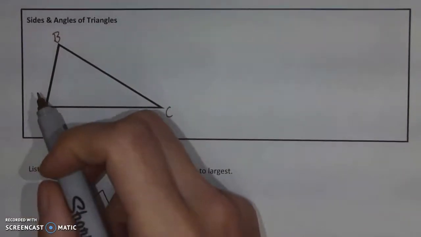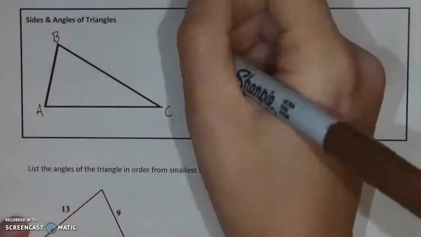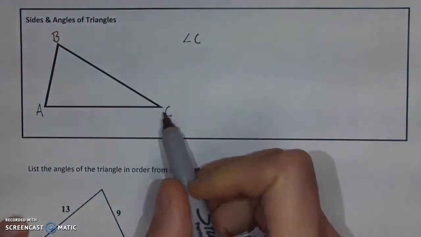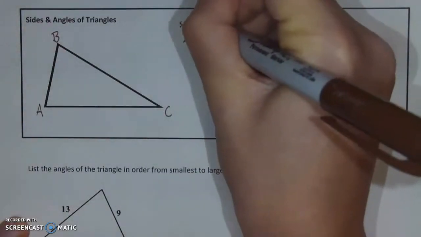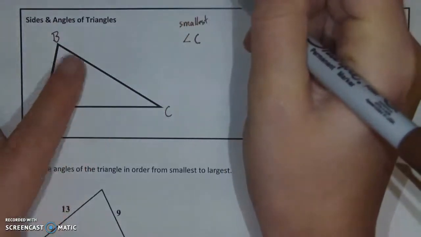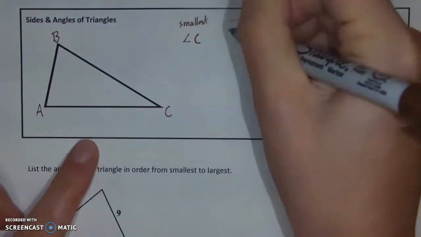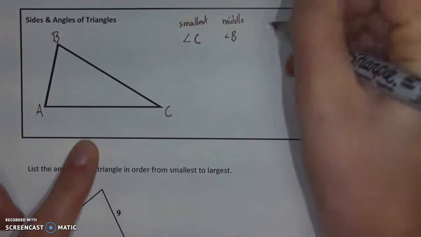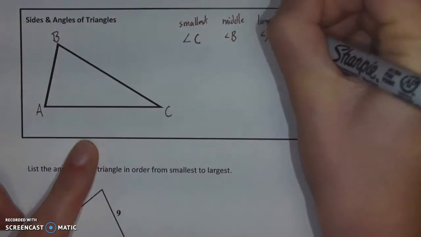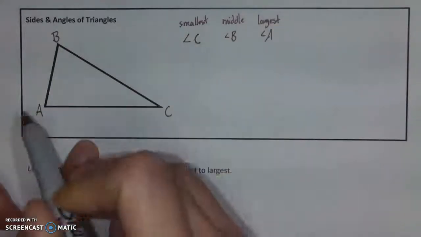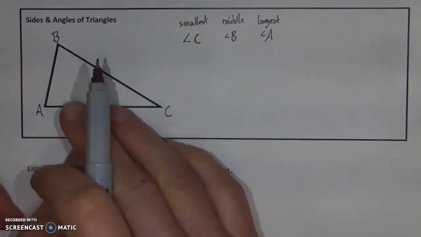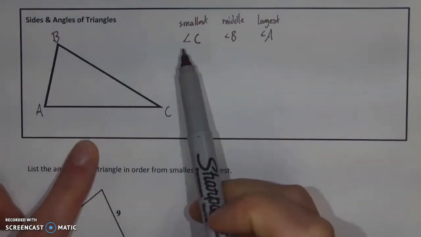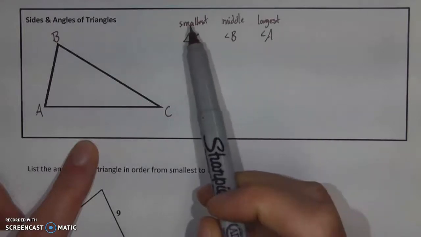So let's start with this. If I'm looking at my angles, I can see that angle C is going to be the smallest. I can see that angle B is going to be my second smallest, so that's going to be my middle. And I can see that angle A is my largest. Now normally I can't trust a picture, but in this case, I'm going to assume that this is accurate, that all the measures are exactly what they look like in this picture. So I have the order of the angle measures from smallest to largest.